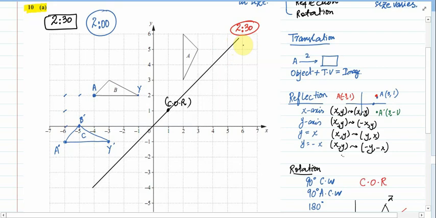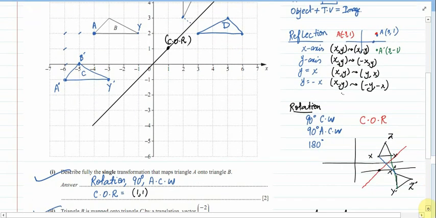If you reflect triangle A in that line, this point should be here, this point should be here, and the coordinates of this point are 2, 6. So after reflection it will be 6, 2. So this is your triangle D after the reflection of A across the line y equals x.